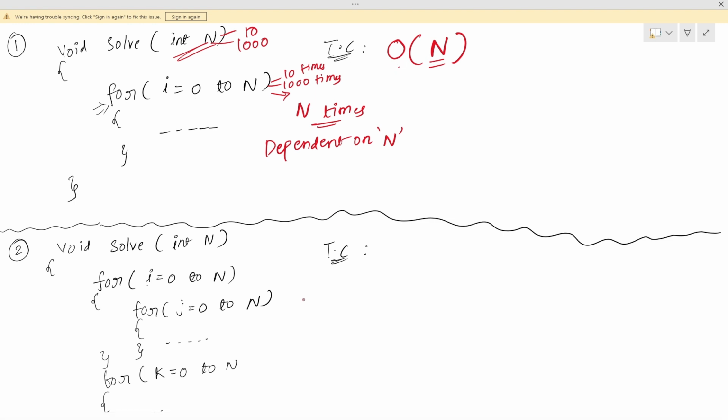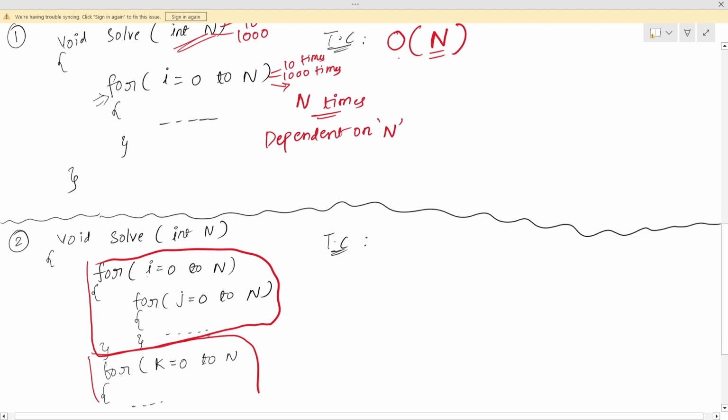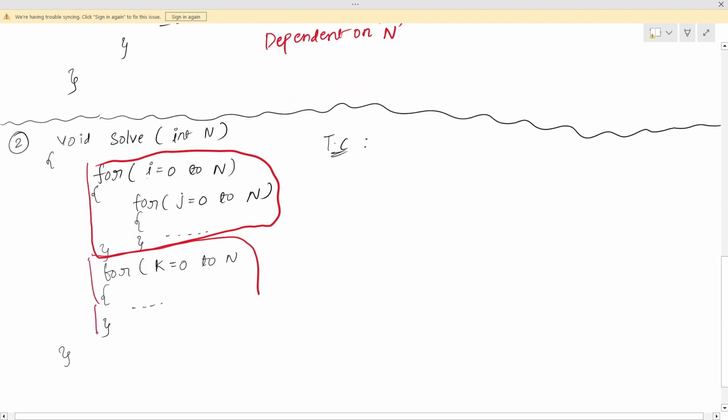So let's do the same thing for this one as well. Here you can clearly check that there are two for loops, right? That means here you have this part and here you have this down part. You have two parts here. That means you are going to get two complexities here, right? So let me say this is the first part and this is the second part.